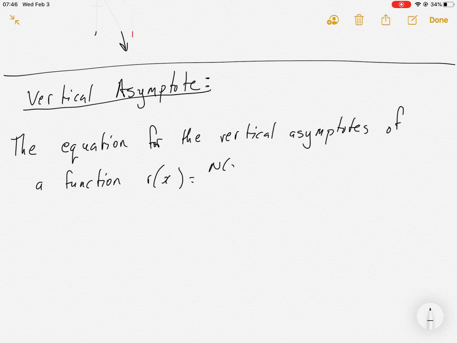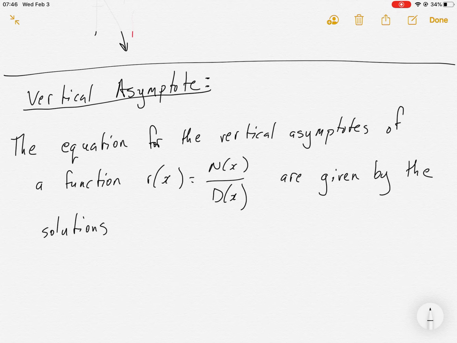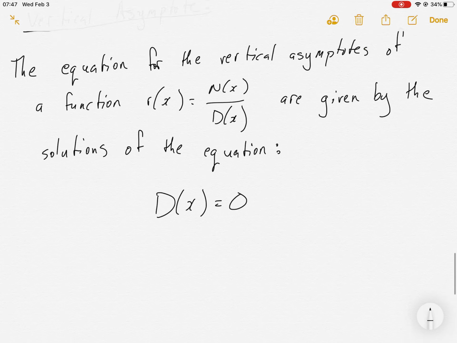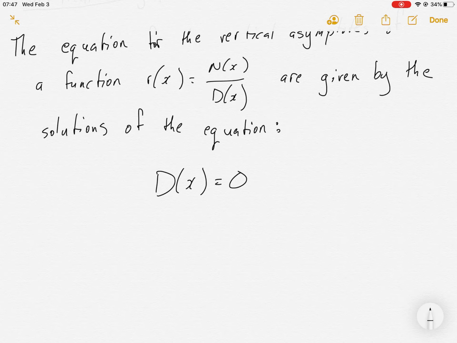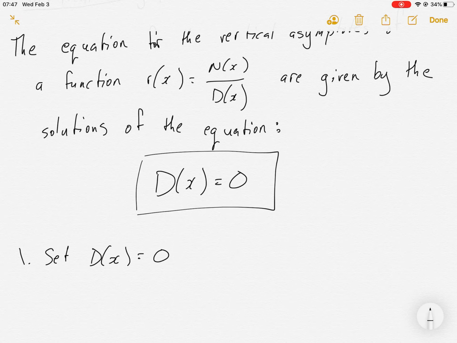The vertical asymptotes of a rational function that looks like this are given by the solutions. So it's sort of the opposite of domain. We're now looking for the solutions of the equation, whatever the denominator is, set it equal to 0 and solve for x. So you set d of x equal to 0 and then solve for x.